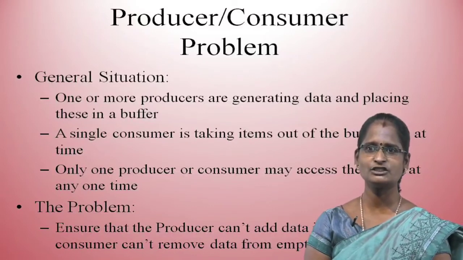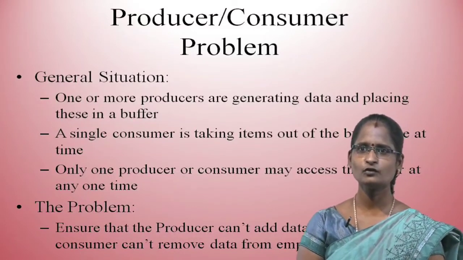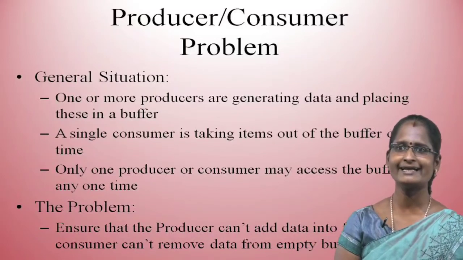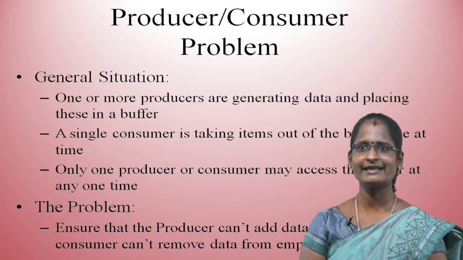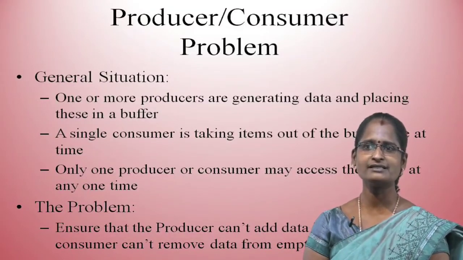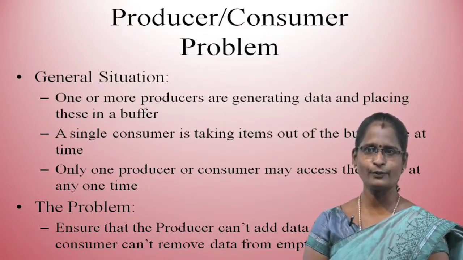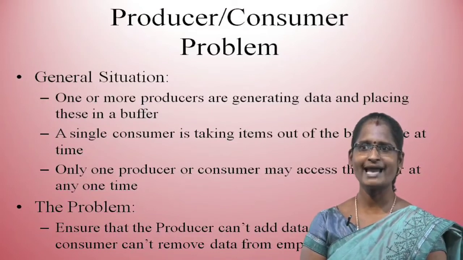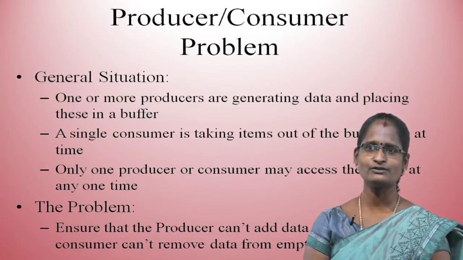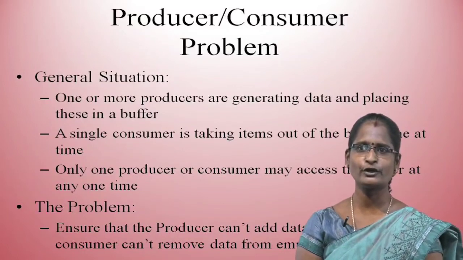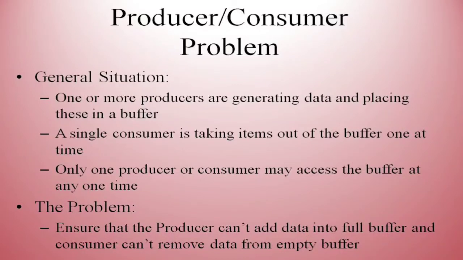Next, the producer-consumer problem. It is a general situation. One or more producers are generating data and placing it in a buffer. A single consumer is taking items out of the buffer one at a time. Only one producer or consumer may access the buffer at any one time. In this problem, we must ensure that the producer cannot add data into a full buffer and the consumer cannot remove data from an empty buffer.